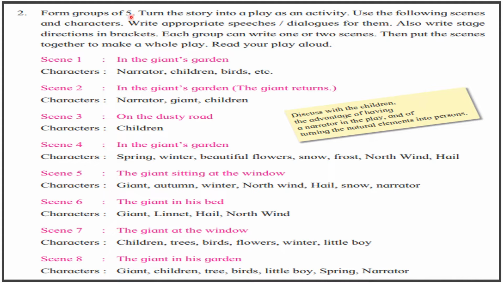Second: from groups, turn the story into a play as an activity. Use the following skills, scenes and characters. Write appropriate speeches and dialogue for them. Also write stage directions in brackets. Each group can write one or two scenes. Then put the scenes together to make a whole play. Read the whole play aloud.